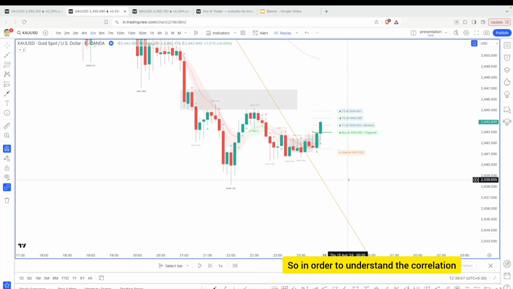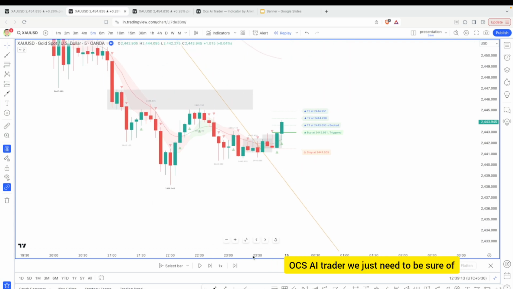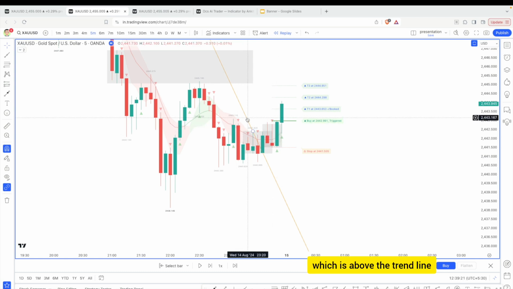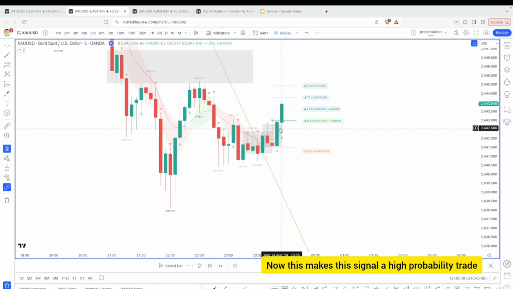So in order to understand the correlation and get a high probability trade inside OCS AI Trader, we just need to be sure of these levels also. So this is the second point. Now we find this level and we find this signal which is above the trend line which we have just drawn, and this signal is above the float levels which you can see over here. Now this makes this signal a high probability trade.